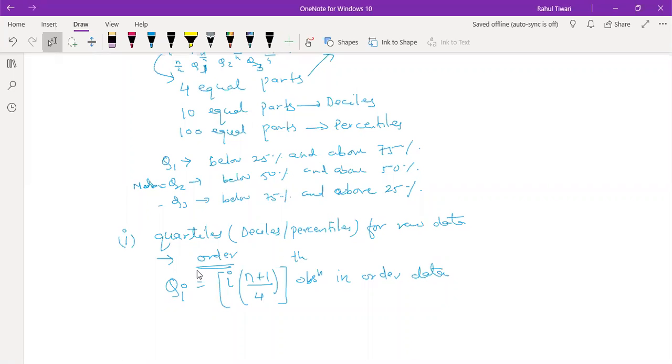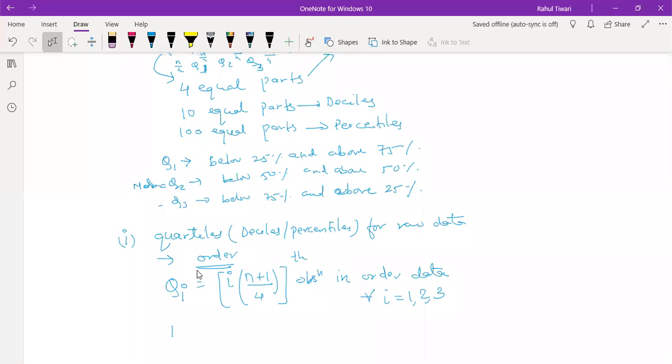This gives the values of Qi. And what values can i take here? i takes only 1, 2, 3. If I substitute i equal to 1, I get Q1. So what will be the formula of Q1? (n plus 1) by 4. If I substitute 2, I get Q2, which is 2 times (n plus 1) by 4. Similarly for 3.